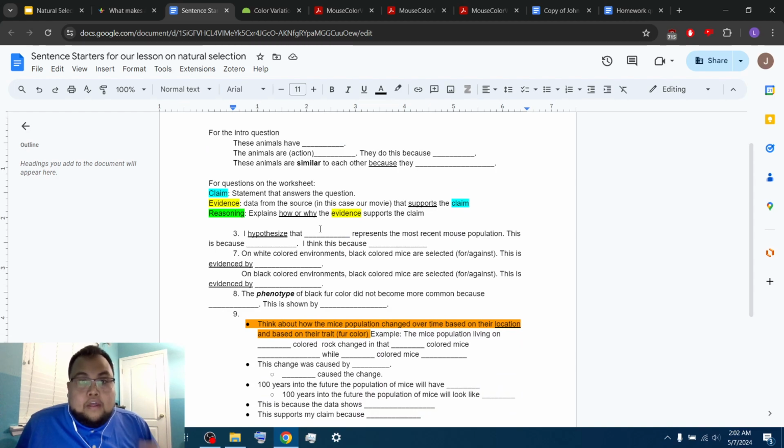And so for our English language learners, we want to help them sort of join clauses together. They do this because, or this is evidence that, this happens because, or this is shown by this. All right.